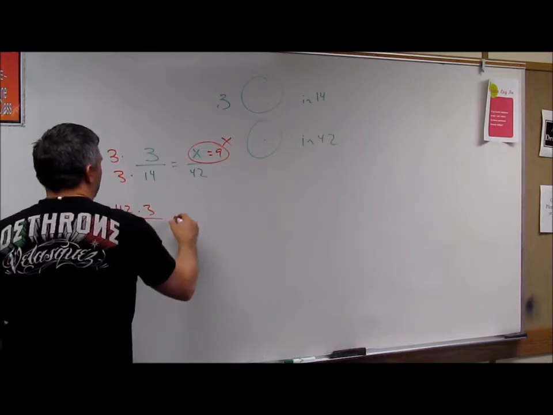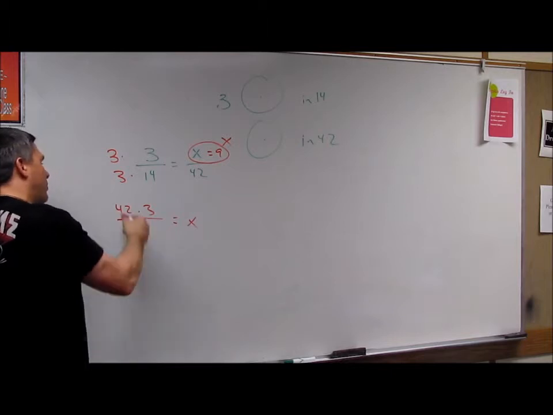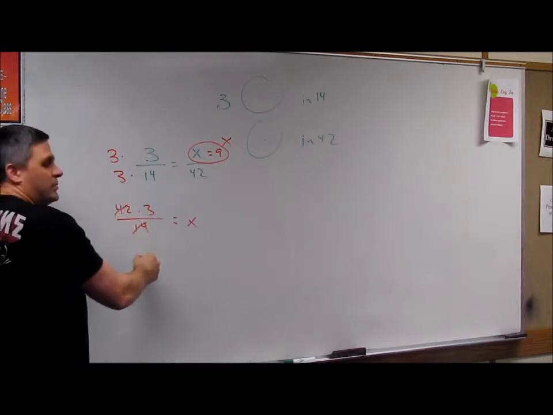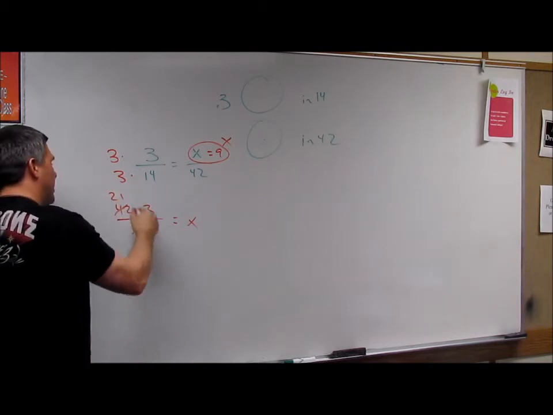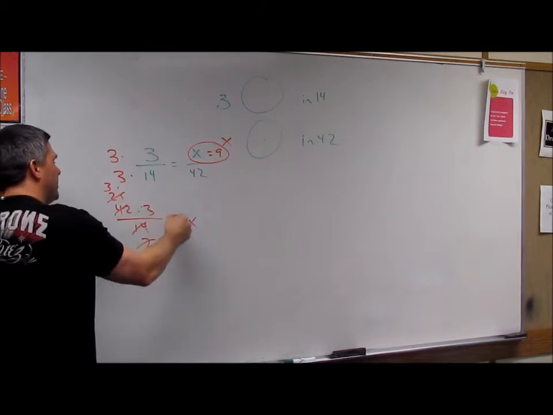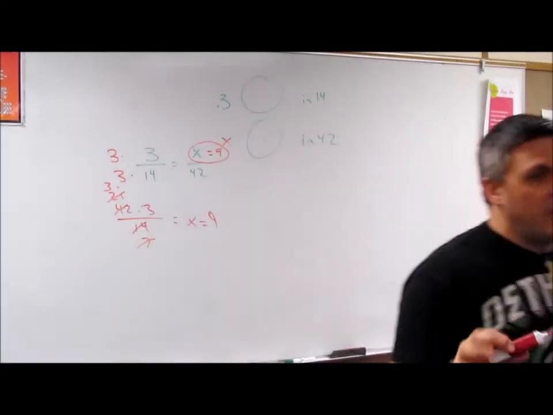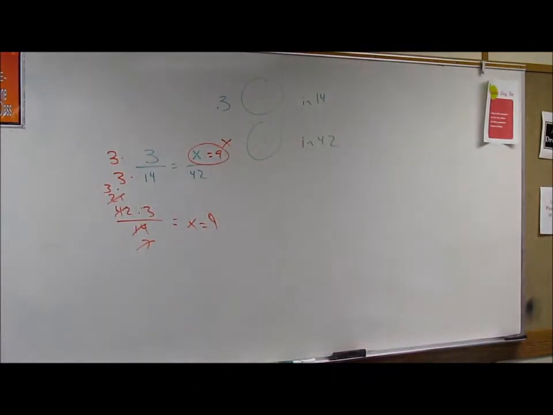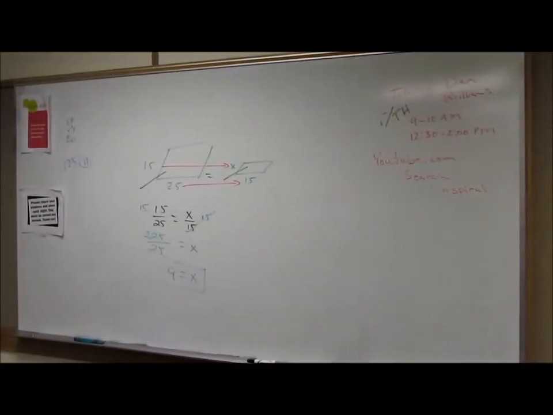over 14 equals X. And then I would break them down even further. 2 goes into 14, 2 goes into 42, 21 and 7, 7, 7, 3. 3 times 3 is 9. So either way works. Okay? We're at 5 minutes. We got plenty of time.